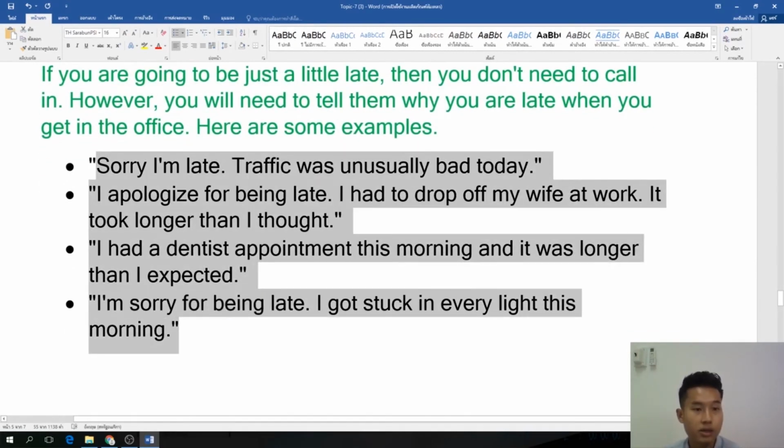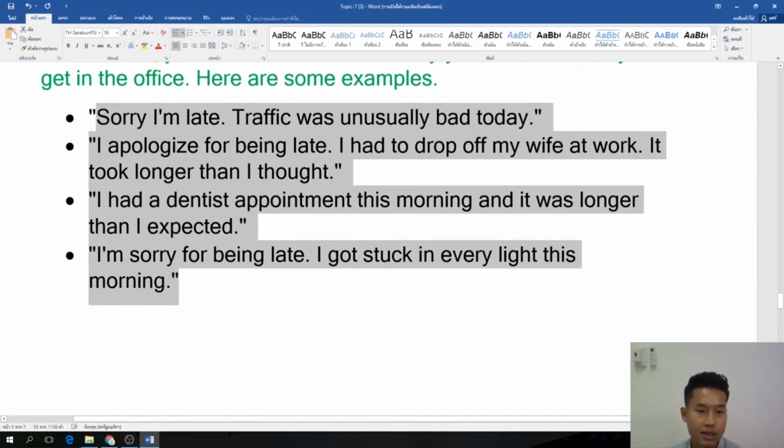Number one, sorry I'm late. Traffic was unusually bad today, and I apologize for being late. I have to drop off my wife at work. It took longer than I thought. I had a dentist appointment this morning and it was longer than I expected. And I'm sorry for being late. I got stuck in every light this morning.